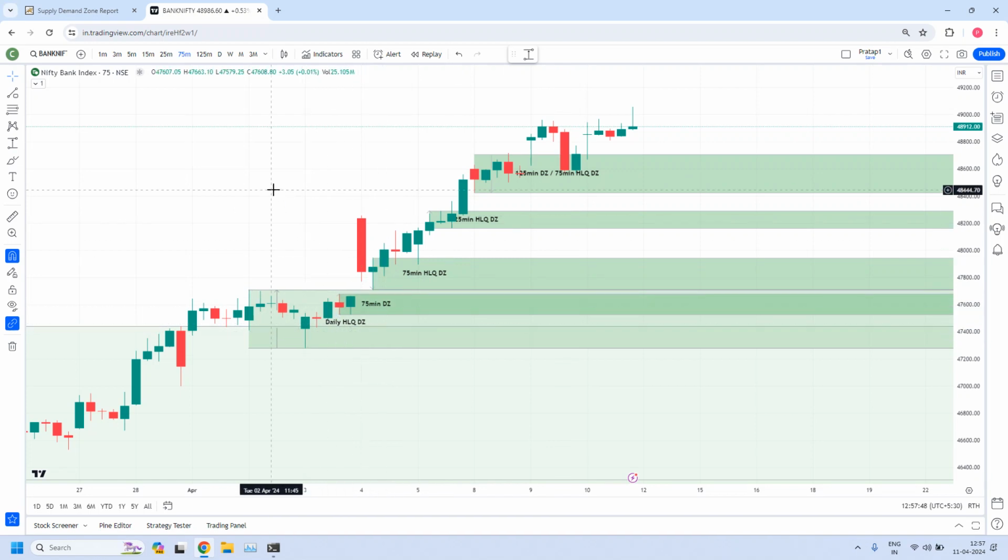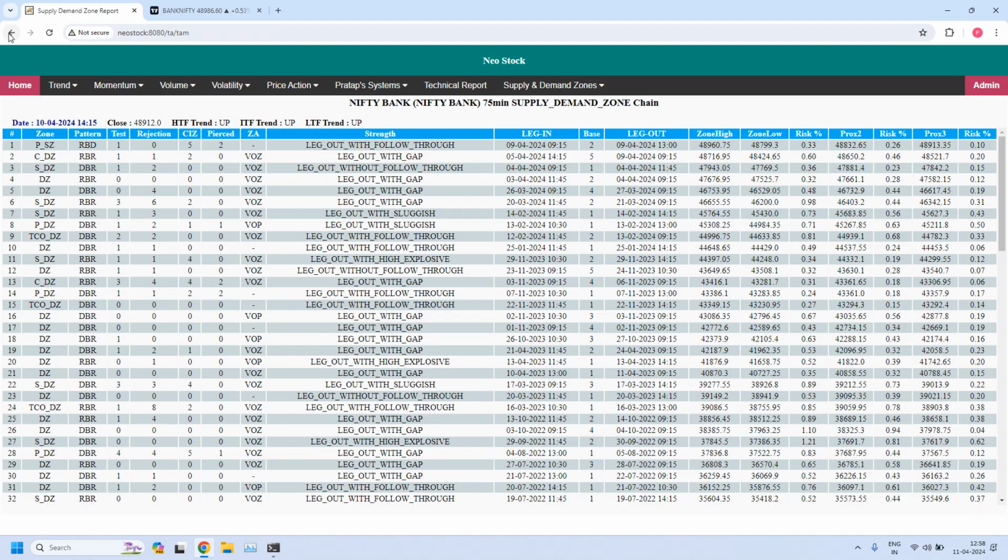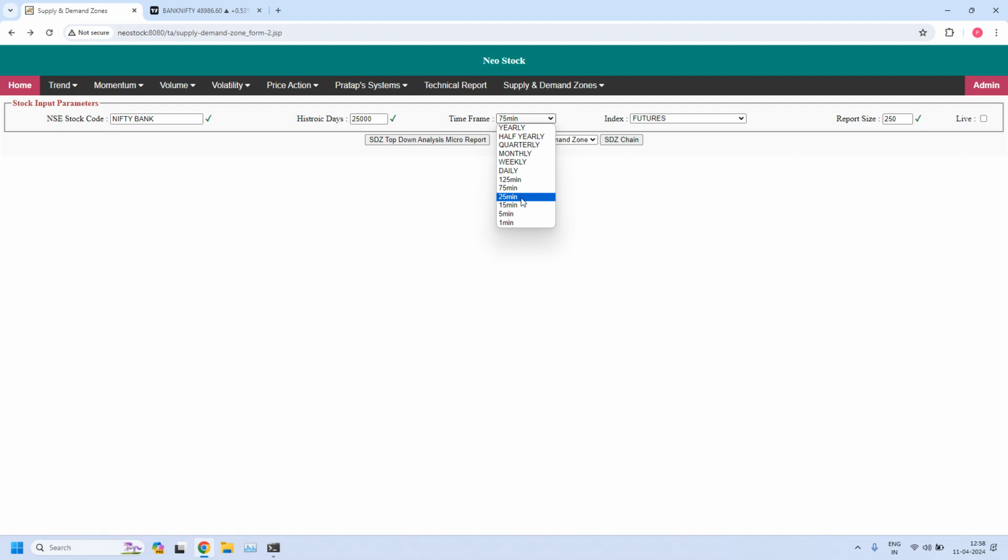Okay, now the 75-minute analysis is over, and at present this is the most recent one. This is an all-time high zone and also a high liquidity zone. If the order flow is good inside, next time when prices come, you can plan a trade, if you find a fresh, fine-tuned 5-minute zone inside this zone. Now I am going to the 25-minute time frame. Let's generate the supply-demand zone chain.